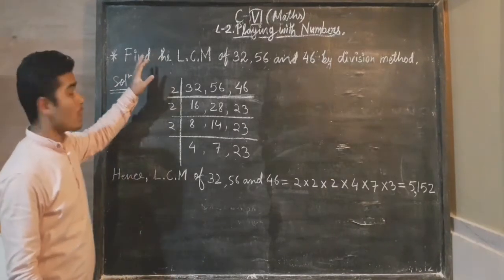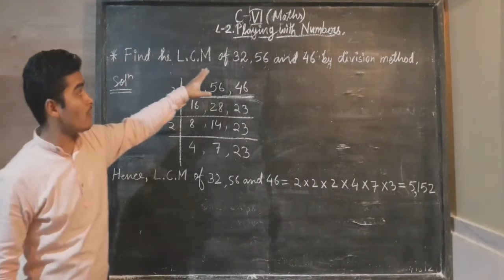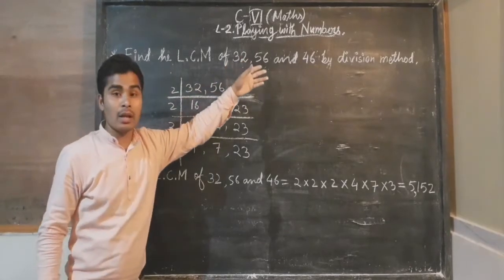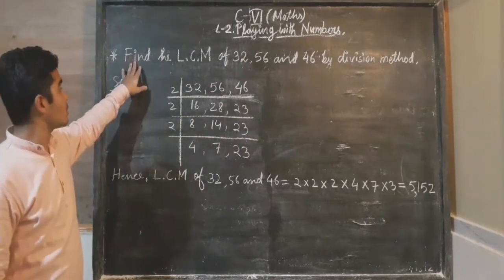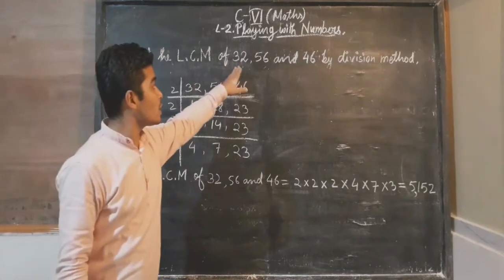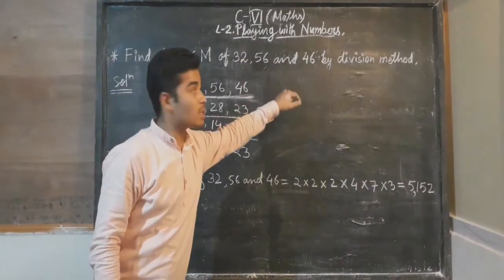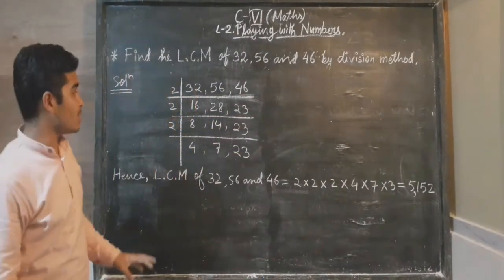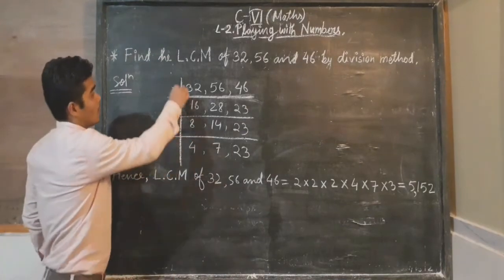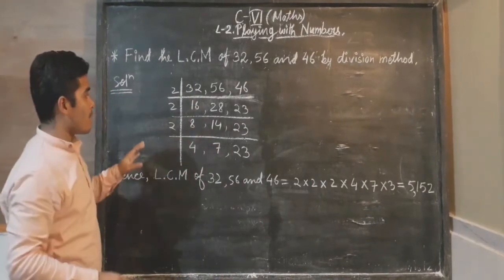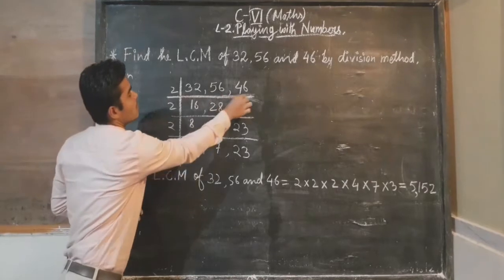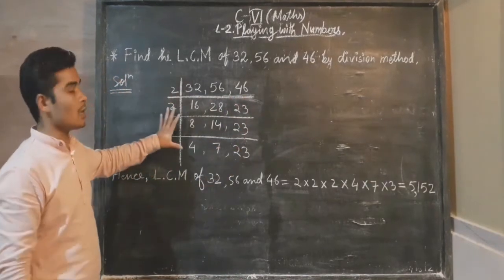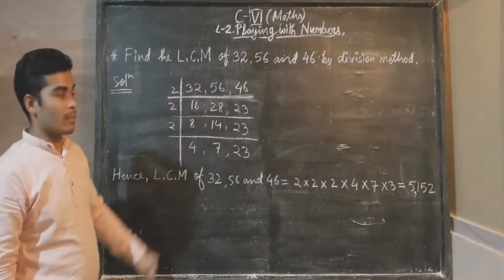Now I will show you how to find the LCM of any two or more given numbers. Let us read this question. Find the LCM of 32, 56 and 46 by the division method. What is the division method? To find LCM by making this house, you can see this method is called the division method.